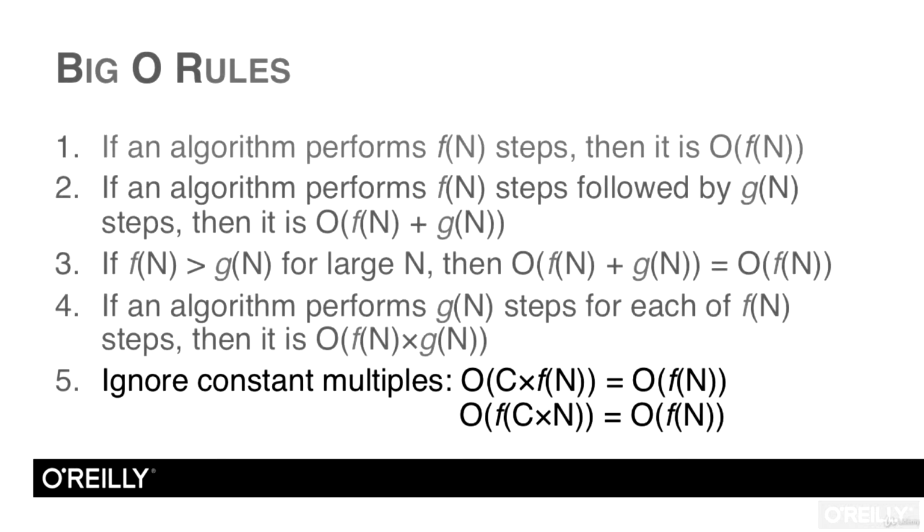The last rule says you can ignore constant multiples. That means order c times f of n is the same as order f of n, and order f of c times n equals order f of n. This rule is a bit harder to understand. Suppose one algorithm performs order n squared steps, and another algorithm performs order 2 times n squared steps. Even when n is large, the second algorithm will still take roughly twice as long as the first algorithm.